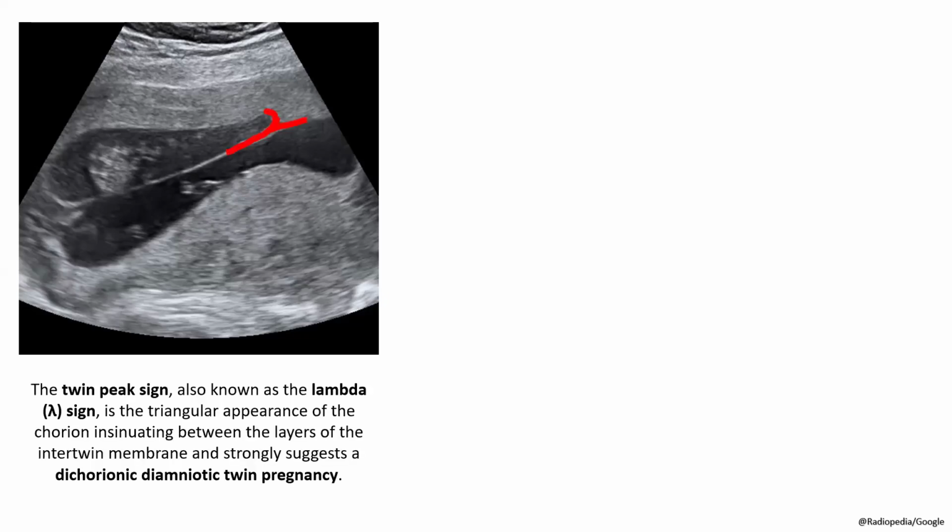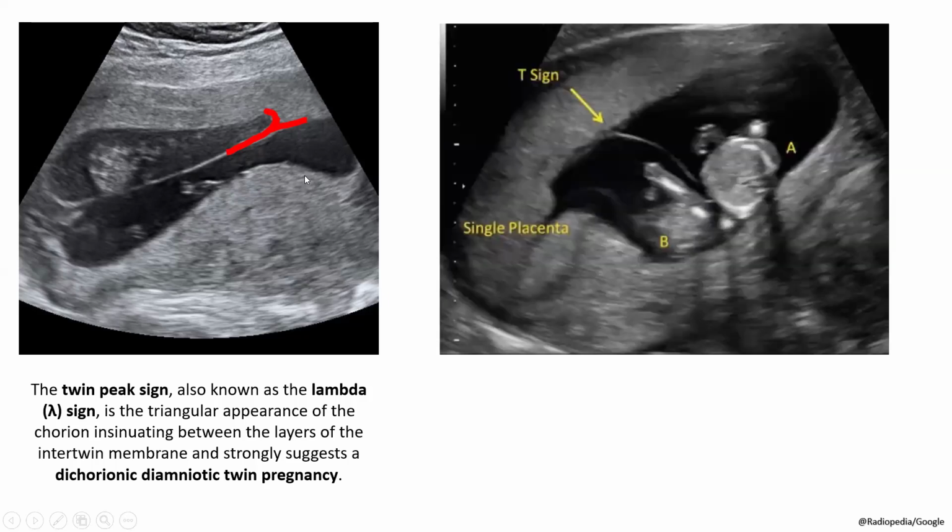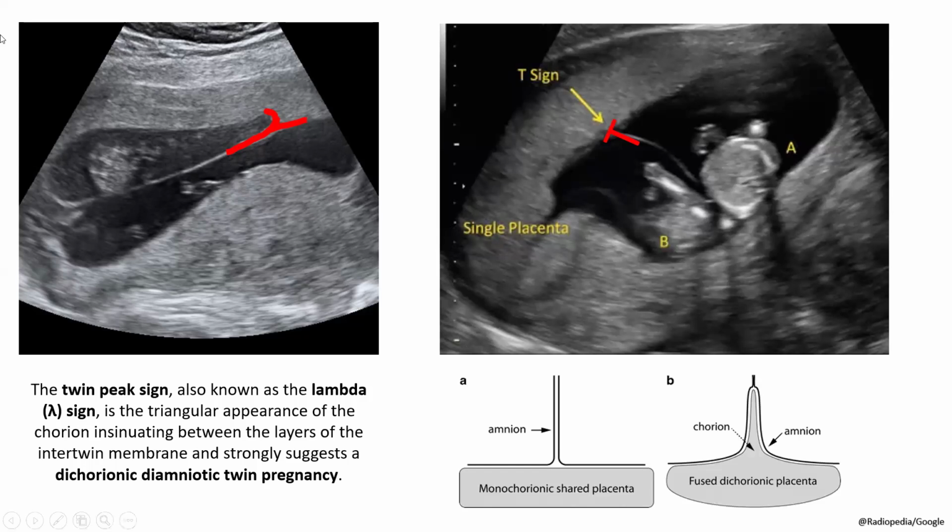What is this sign? So this is a fetal ultrasound antenatal scan which is showing twin peak sign or lambda sign, which is triangular appearance of basically chorion, which is insinuating between the layers of intertwin membrane, and this indicates the dichorionic diamniotic twin pregnancy. There is another sign that is T sign, which is seen in monochorionic and diamniotic pregnancy. So we have 2 signs, twin peak sign or lambda sign and T sign. So T sign is seen in monochorionic placenta, whereas lambda sign is seen in dichorionic diamniotic pregnancy.